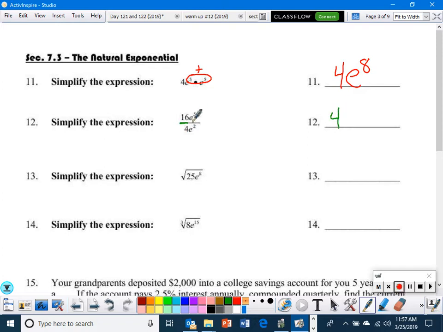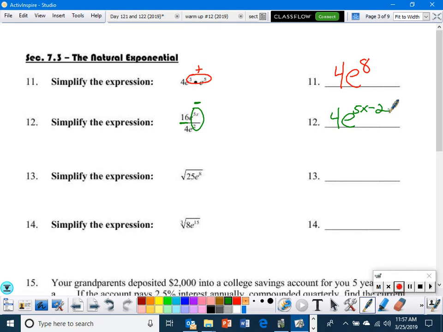And then e to the 5x, e to the second. This is where we subtract our exponents. Now you can't physically subtract them because they're not like terms, but you can write it with a minus sign. So we need to write it as 5x minus 2. So e to the 5x minus 2. That's it. You're done.